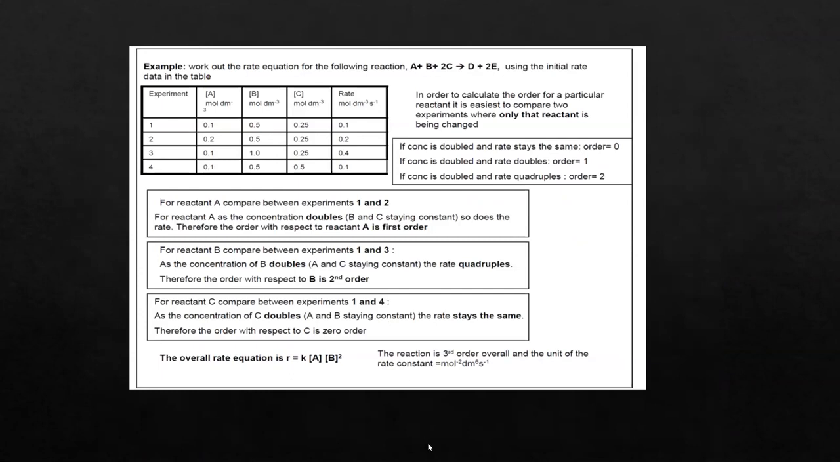So you can see a table here. You have three reactants. So according to this equation, the rate expression should be k times the concentration of A, concentration of B, and concentration of C squared.